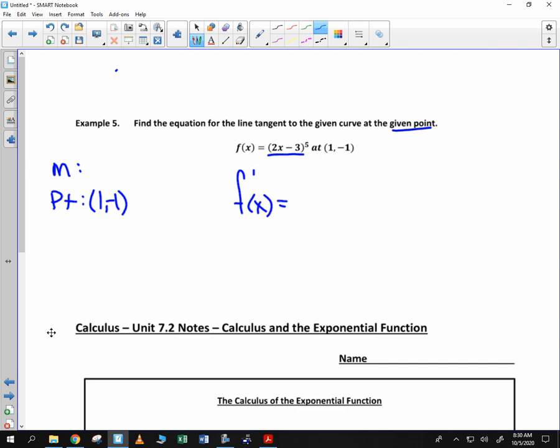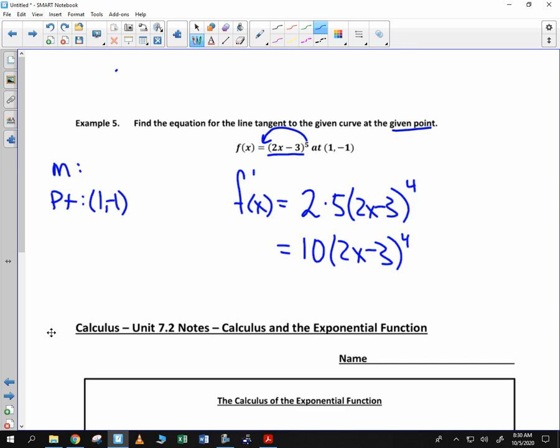To find the slope, just find the derivative. Now I'm going to challenge you in this situation to not set up the table, but rather to look at the derivative of the inside. It is 2. And the derivative of the outside, 5u to the 4th. So maybe you're at a point where you don't need to set up the chain or the boxes every single time. You can simply look at this.